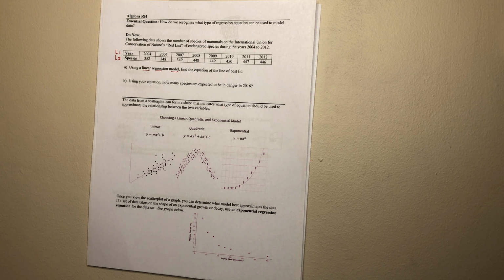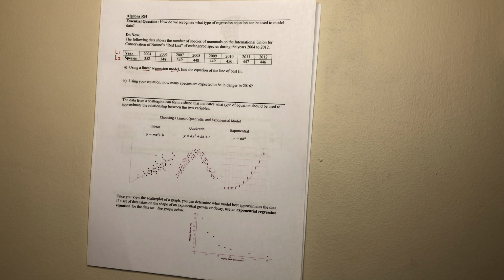And then using your equation, how many species are going to be in danger in 2016? So we're going to plug in 2016 for our x value. And we are going to get approximately 531 species if we just substitute this x value in. You can plug that right in your calculator and you can see that, which is a reasonable estimation since it seems to be going up by that much. So 531 is reasonable.